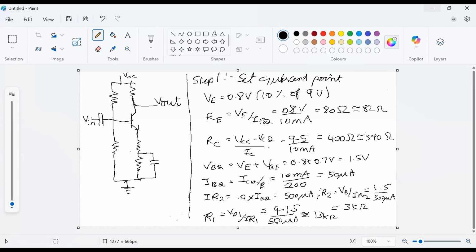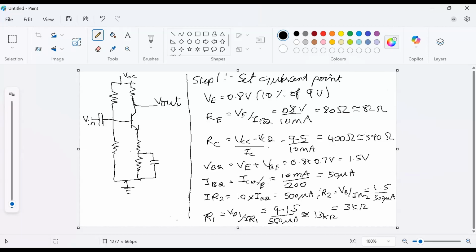Let's analyze how to design the CE stage of the amplifier. So step 1 is to set the quiescent point. So for setting this quiescent point, we are assuming that VE is equal to 0.8 volts, which is actually 10% of the VCC, which is 9 volt.